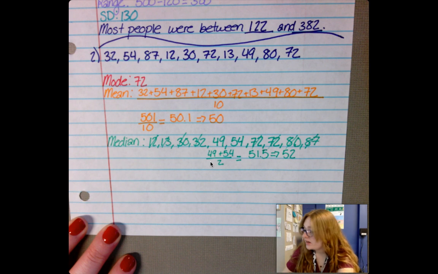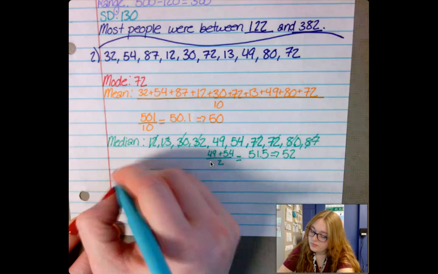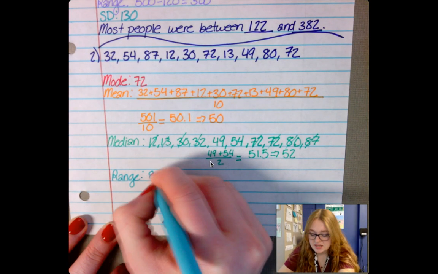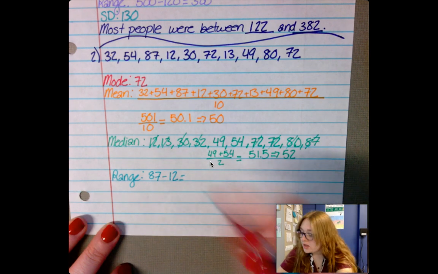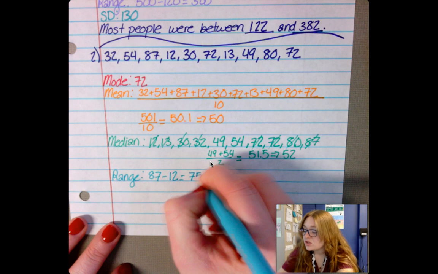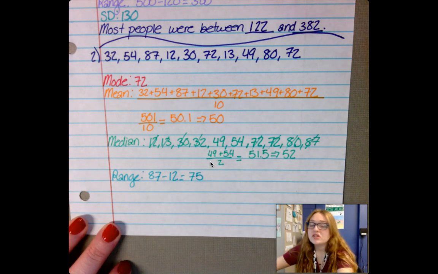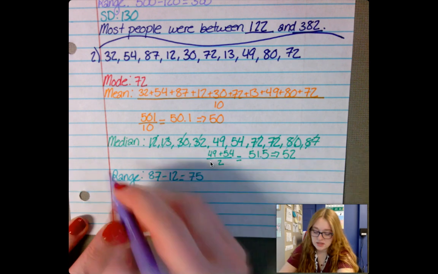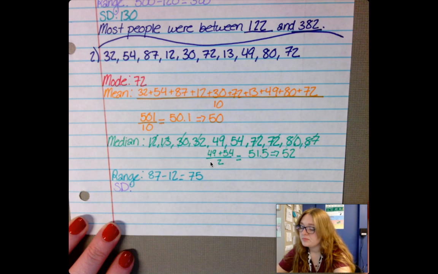Next, we are going to find our range. To find our range, we take our largest value, in this case 87, and subtract our smallest value, in this case 12. When we subtract, we get 75, which is a huge range for a data set. I will not be surprised if our standard deviation is a large number where the data is spread out and not concentrated towards our central tendencies here. So let's calculate our standard deviation.